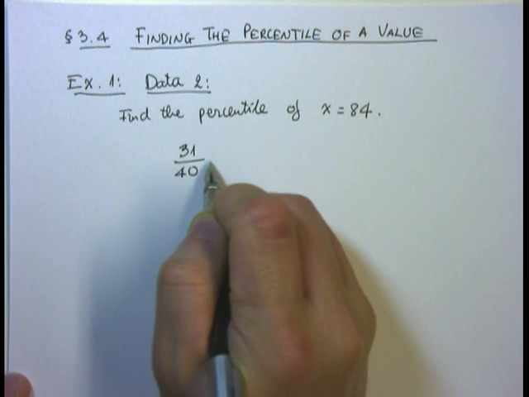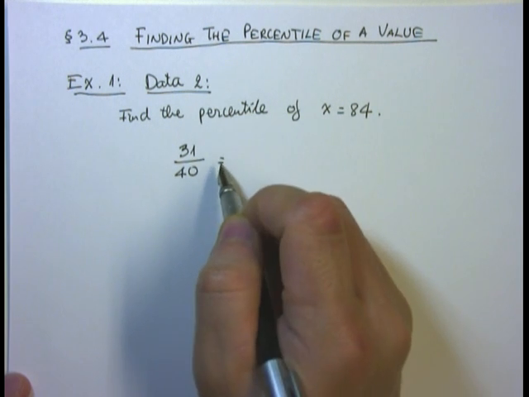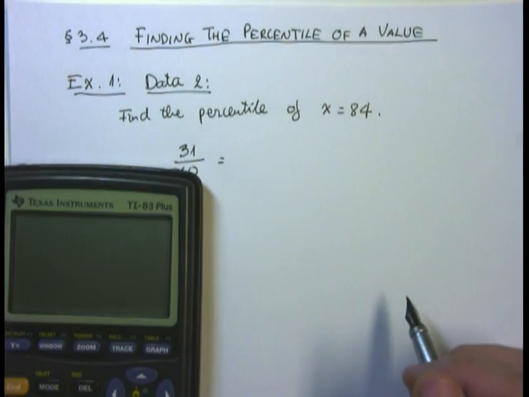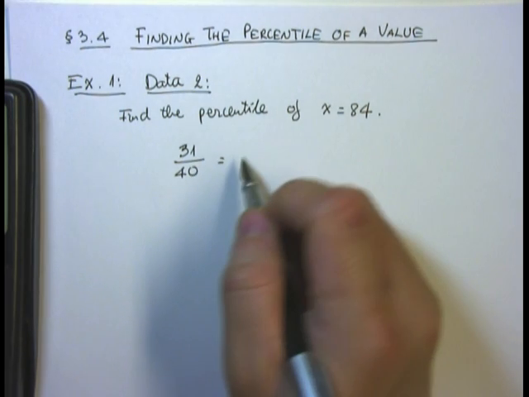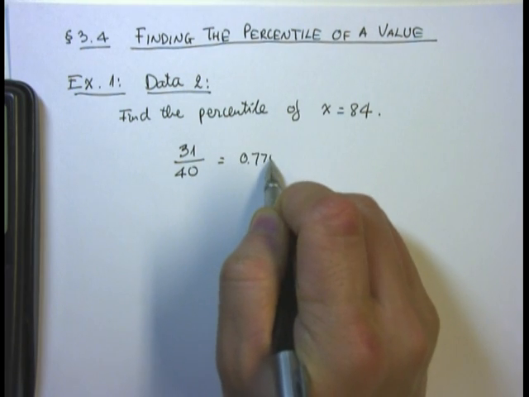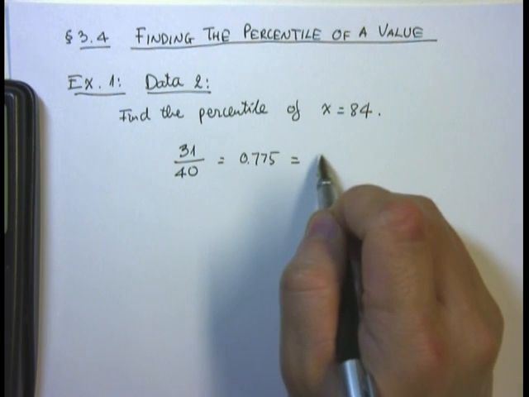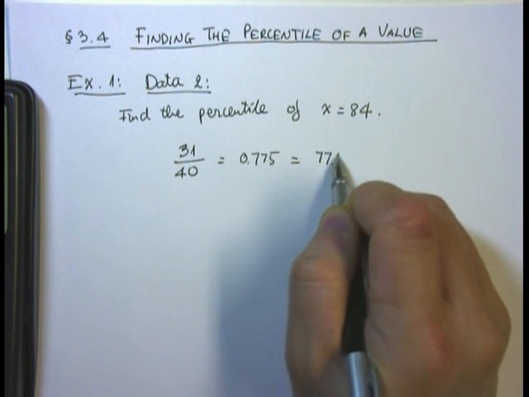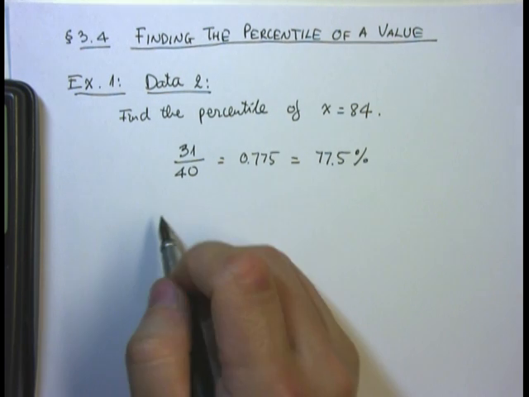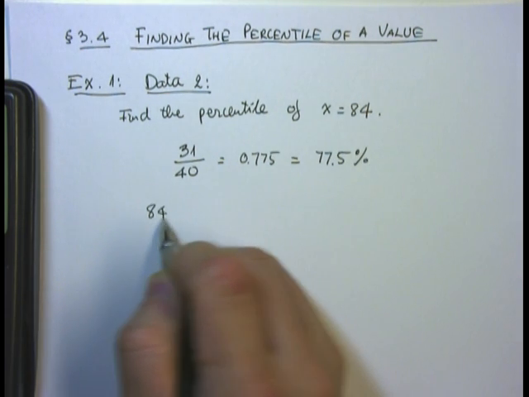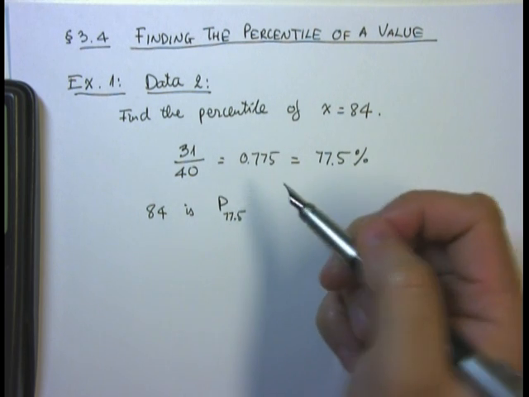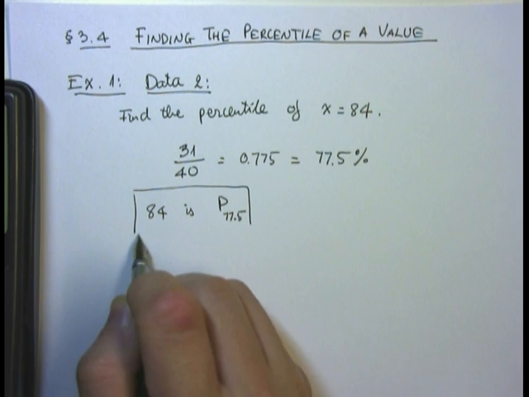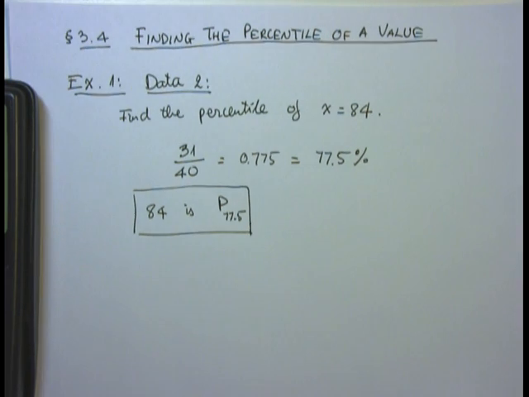So now I'm going to set that ratio as a percentage. As you can see, 31 over 40 is going to be 0.775, or it can be equal to precisely 77.5%. That means 84 is the 77.5 percentile, and that's what it means by finding the percentile of a value.